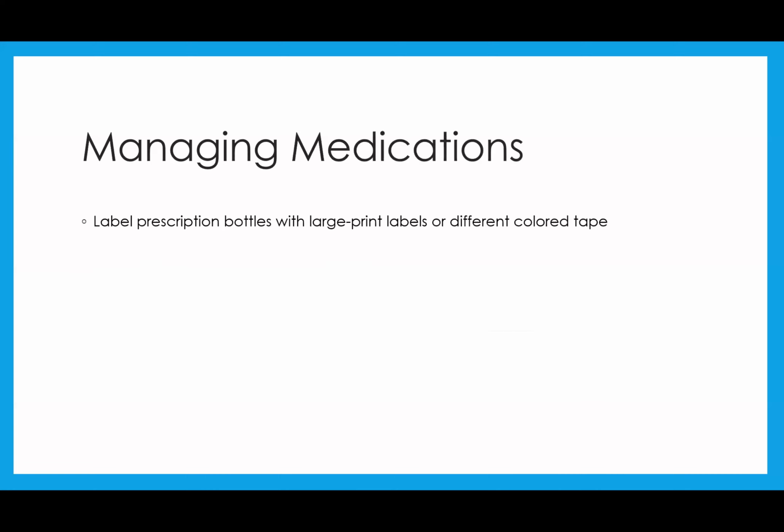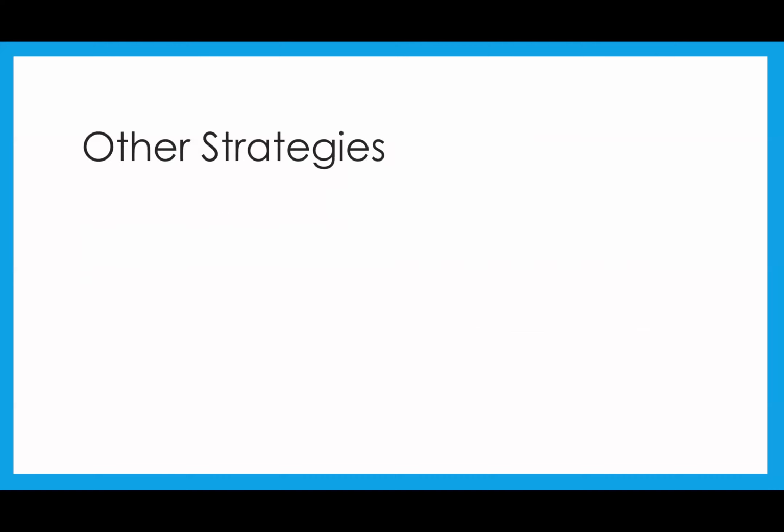Managing medications. You can label your prescription bottles with large print labels or different colored tape. You can mark your bottle caps in large print with identifiers. So maybe it looks like taking your blood pressure medication and writing a big BP on the top of it, anything like that. And then other strategies that don't fit into these previous categories are, like I talked about earlier, scanning.